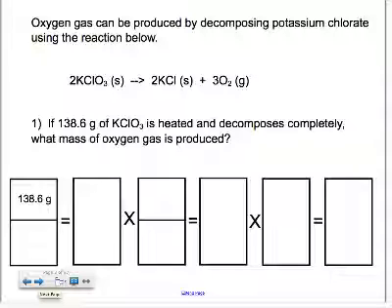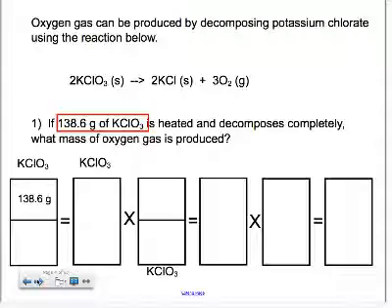The first thing that we have is we're given 138.6 grams of KClO3. So that goes in the first box here. That's our known, so I'm going to put KClO3 in the first two boxes and in the bottom of the mole ratio in the middle, so I can keep track of what's going where.